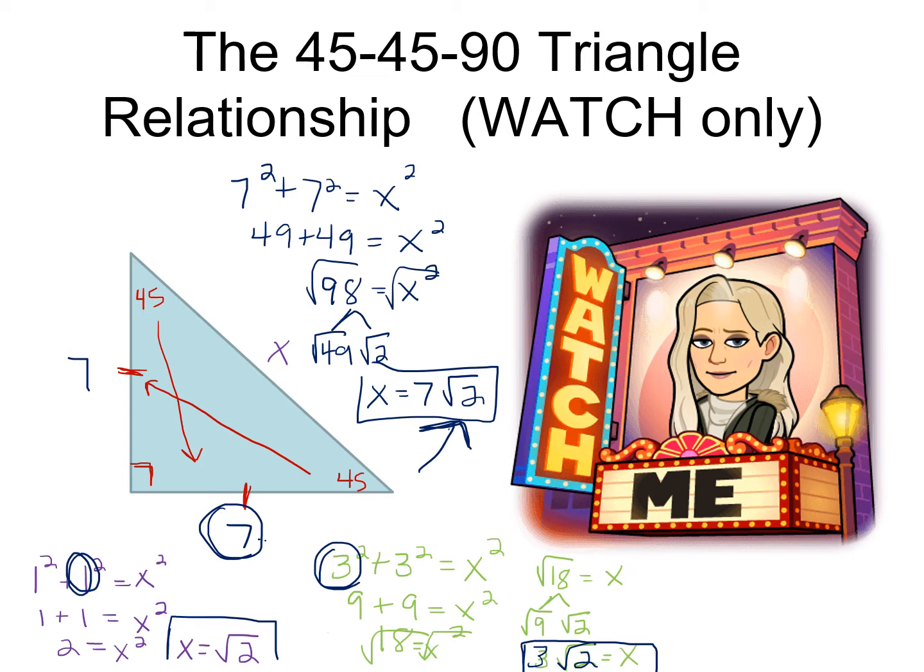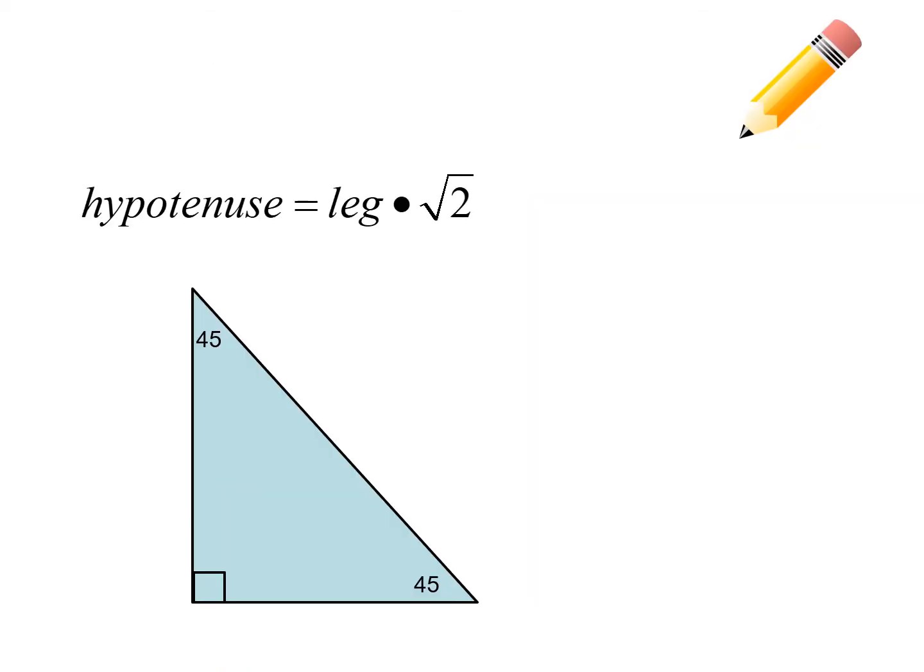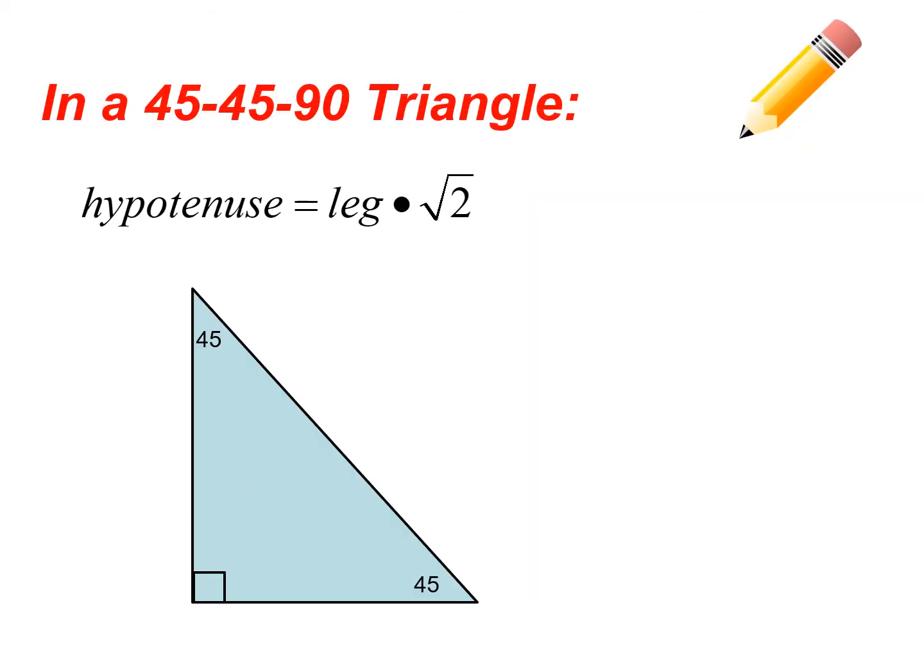So that leads us to this formula that's going to help us solve every single 45, 45, 90 degree triangle. The theorem you're going to want to write in your notes under 45, 45, 90 is hypotenuse equals leg times the square root of 2. Now these formulas come in handy if you memorize them, because as we move forward, this is how we're going to solve these special 45, 45, 90 degree triangles. So make sure you jot that down, and we'll move on to 30, 60, 90s.